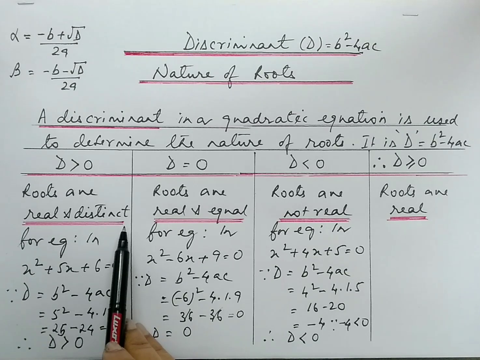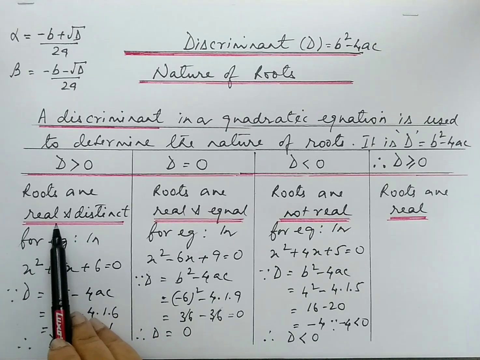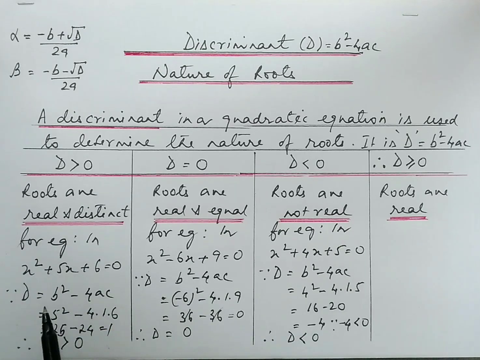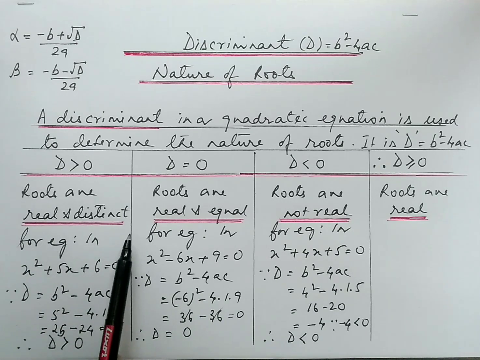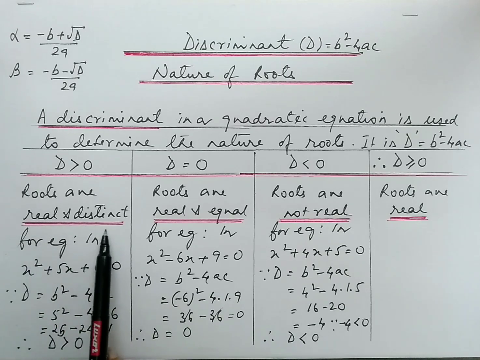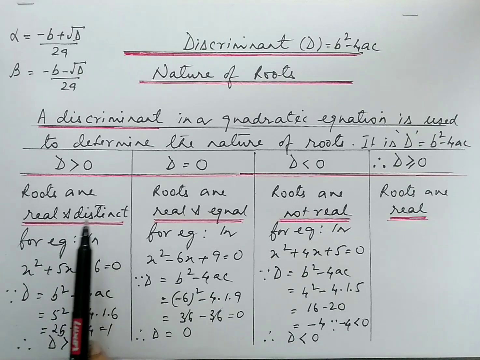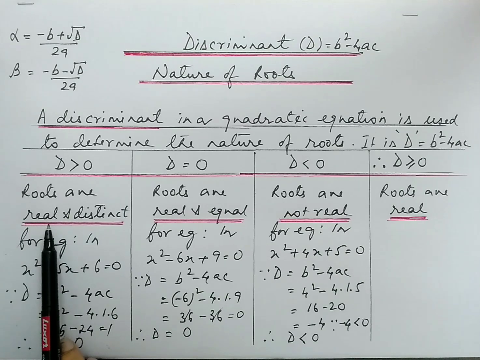non-repeating. Real means it will find a place on the number line. It is very much real. These numbers are not imaginary, they are real. You will find a place for them on the number line. They could be whole numbers, natural numbers, integers, rational numbers, irrational numbers, but all of them are referred to as real.